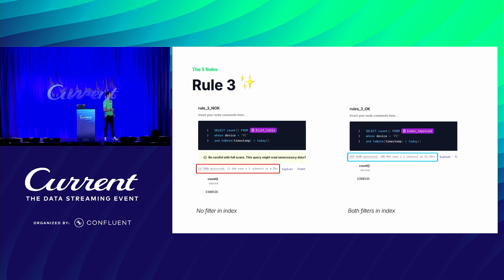But if both fields are in the index, then it's only going to read about 500 kilobytes and 40,000 rows, which takes 15 milliseconds. So again, same exact result, but some basic improvements, and we can see a huge difference.